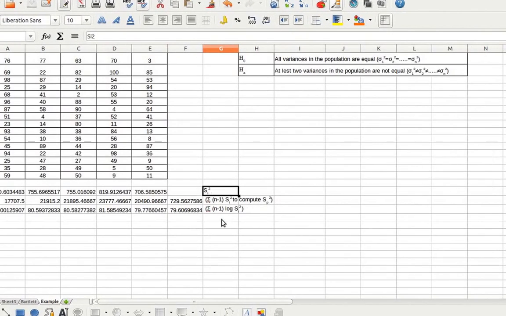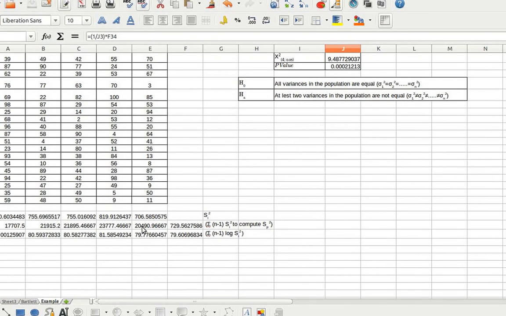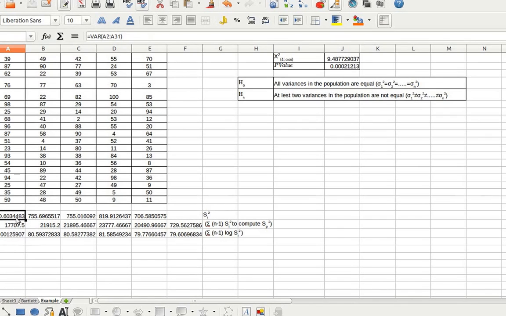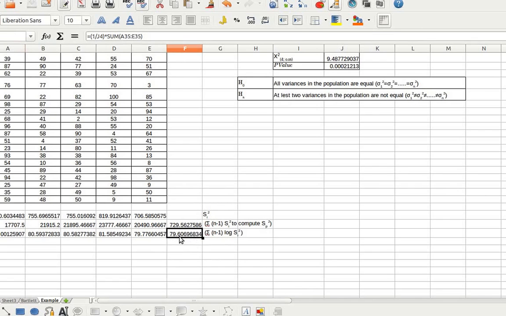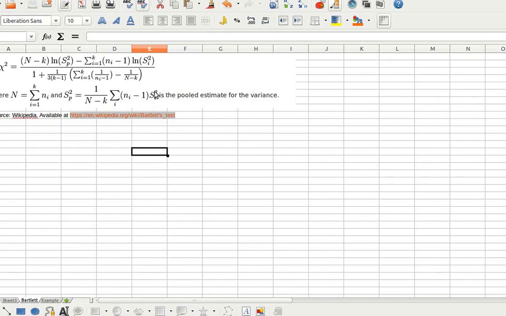And after that, I computed the Sp square, the pooled variance. Here you can see that 1 by N minus K multiplied by the sum of Si square, through the variances which I computed from the samples. Here you can see the N minus 1 multiplied by A33, where A33 is the variance Si square. This is N minus 1 multiplied by Si square, which when we sum up will give us the pooled variance, where we can say N minus i Si square.